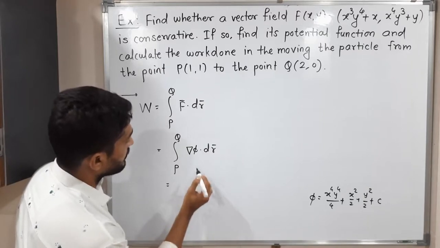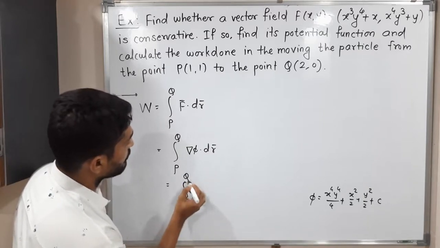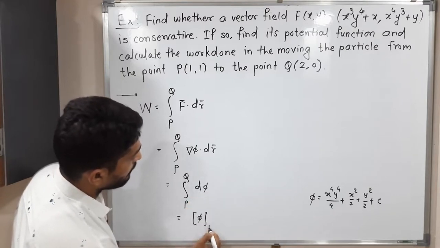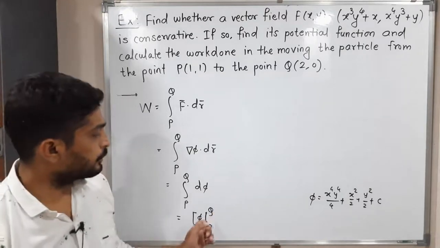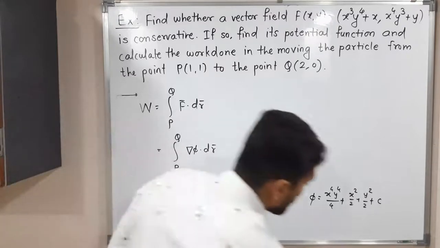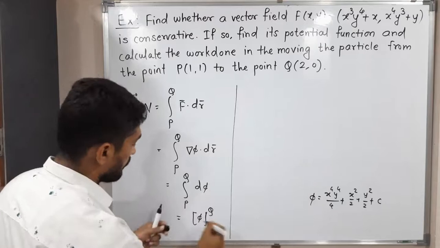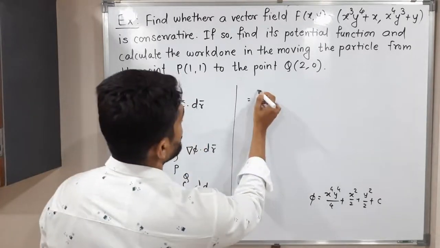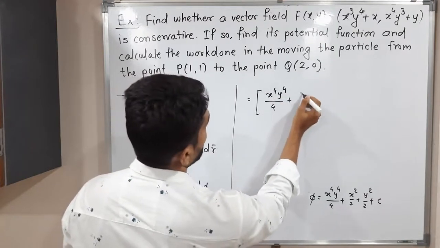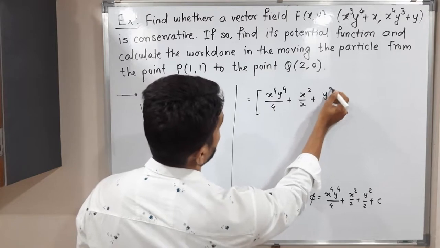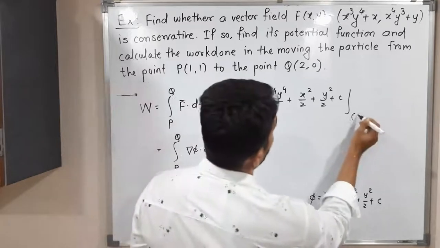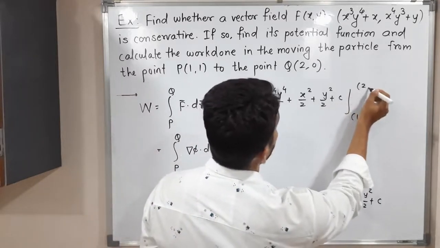So what will happen? This is integration P to Q. We will have d phi only. So its integration will be phi from P to Q. See, first we put the upper limit, after that we put the lower limit. So I should write phi here. So what is our phi? Phi is x raised to 4, y raised to 4 by 4 plus x square by 2 plus y square by 2 plus c. This is our phi. What is our point P? It is 1 comma 1, right? And what is our point Q? It is 2 comma 0.